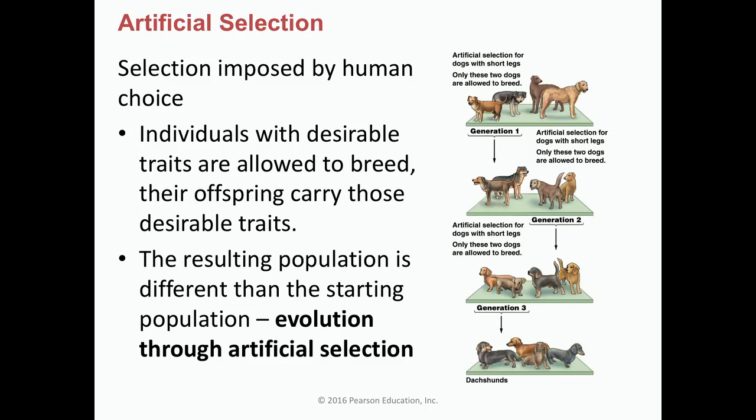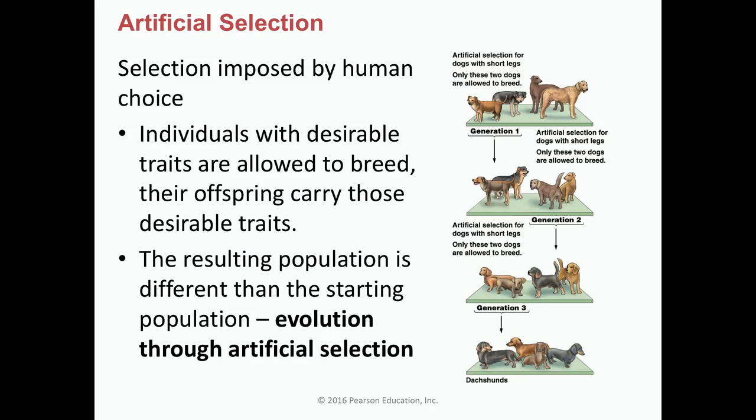How this happens is through conscious choice of humans. Humans will take individuals with desirable traits and only allow them to breed. Their offspring will then have those desirable traits, and by continuously doing this, picking amongst the individuals for the ones that have traits that you prefer, and only allowing those to breed and preventing the others from breeding, you end up modifying their biology in some ways to lead to features that you desire.